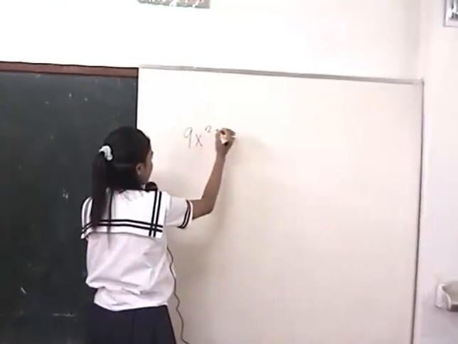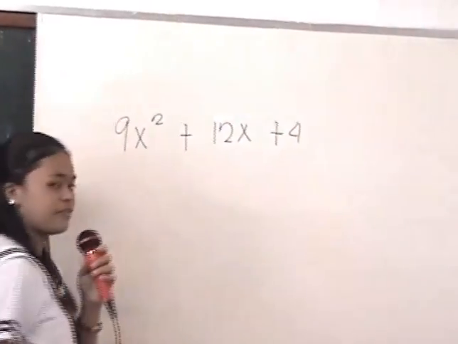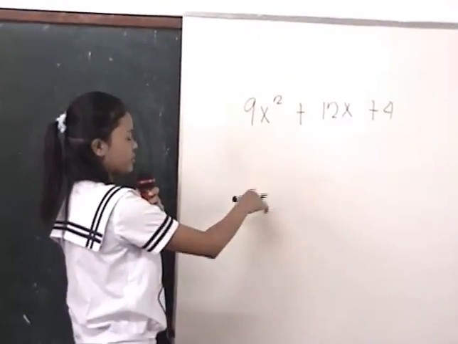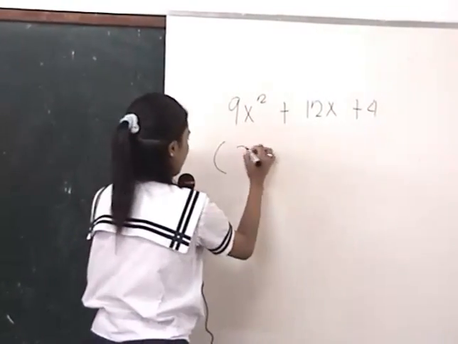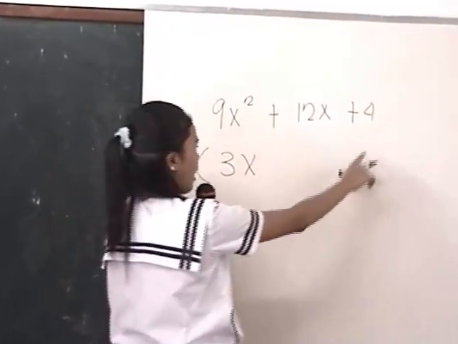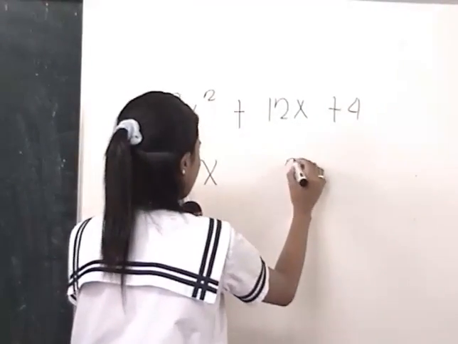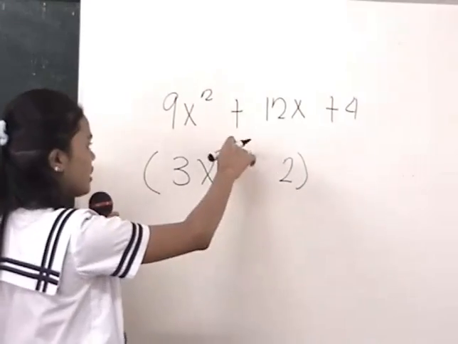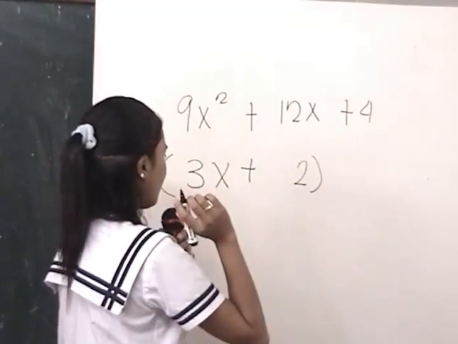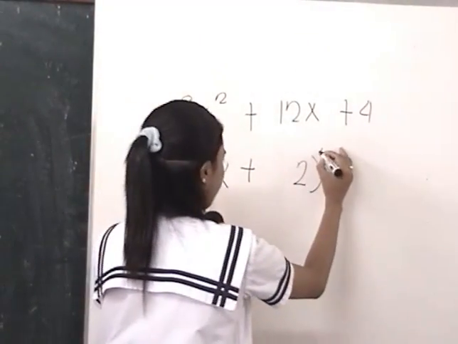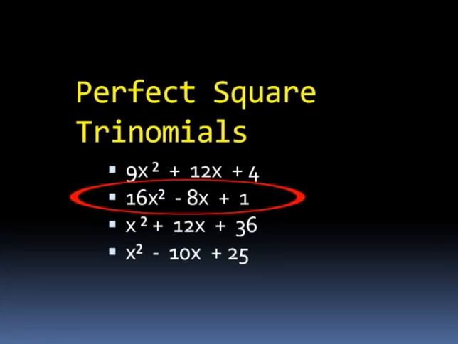9x squared plus 12x plus 4. To get the factors of 9x squared plus 12x plus 4, we need to find the square root of the first term, 9x squared, which is 3x. And we also need to find the square root of the last term 4, which is equal to 2. And we need to copy the sign of the middle term, which is positive. So the answer is (3x plus 2) squared. Okay. So, very good, Miss Injonella.